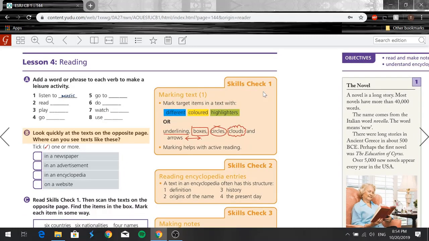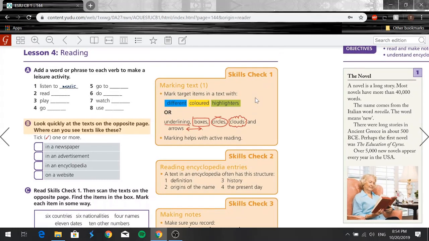By the way, before we move on, I wanted to tell you guys that in this lesson, you should be able to read, make notes, and understand encyclopedia entries. Just keep that in mind when going through this lesson, okay? So here we have marking text.